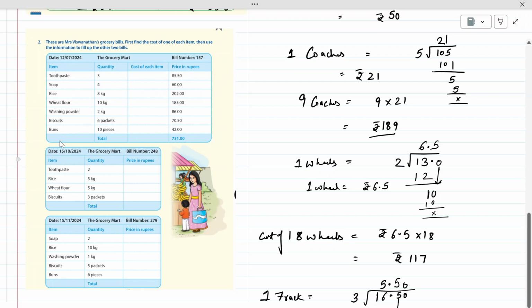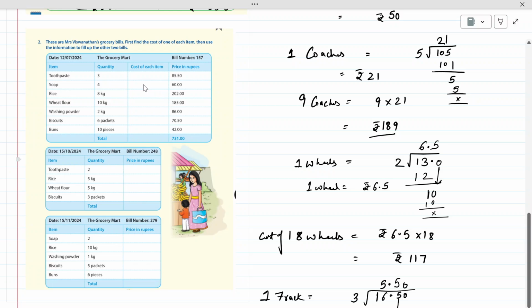So these are the items mentioned, the quantity of items, and the price in rupees. So when we say the quantity is 3, that means that 3 toothpaste came in 85.50 rupees. 4 soaps, the cost of 4 soaps is rupees 60. Cost of 8 kg rice is 202. Cost of 10 kg wheat flour is 185, and so on.